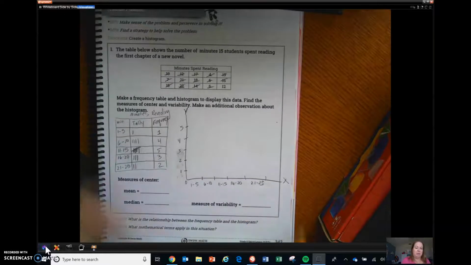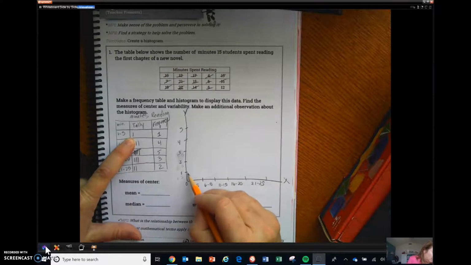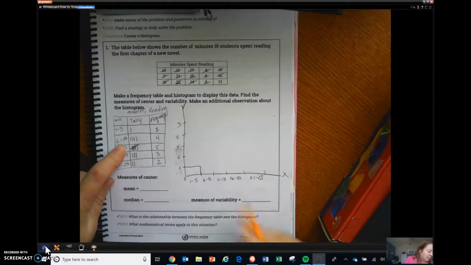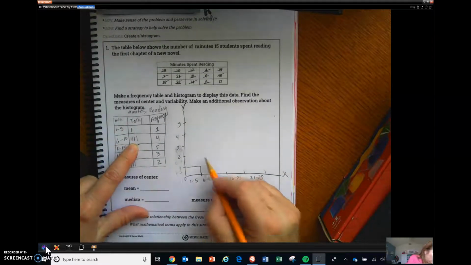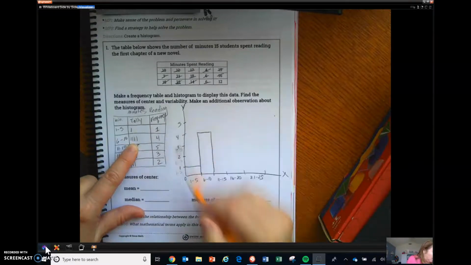Now all I have to do is make my histogram boxes. So there was one person who read it in 1 to 5 minutes. So that's pretty good. That person is probably one of the best readers, I guess, in the school. 6 to 10 minutes, there were 4 people. So I'm going to go up to the 4 and just make my column or my box.